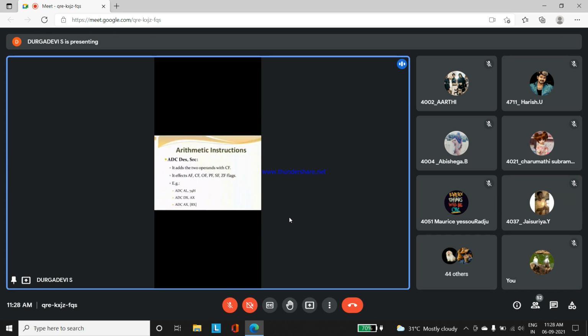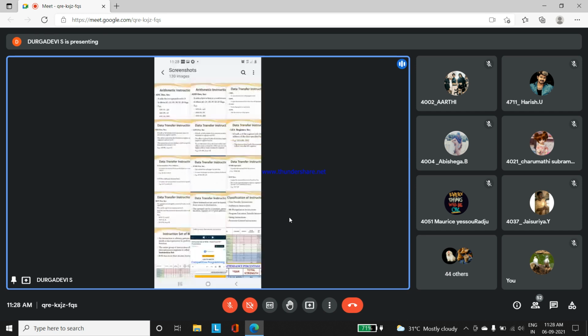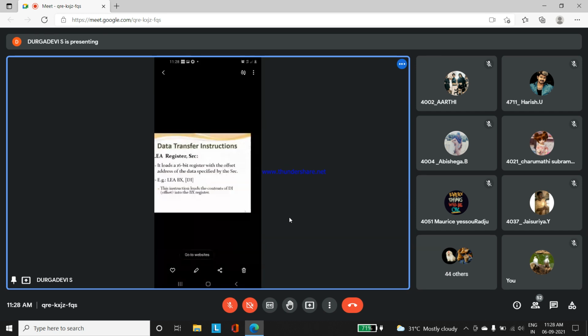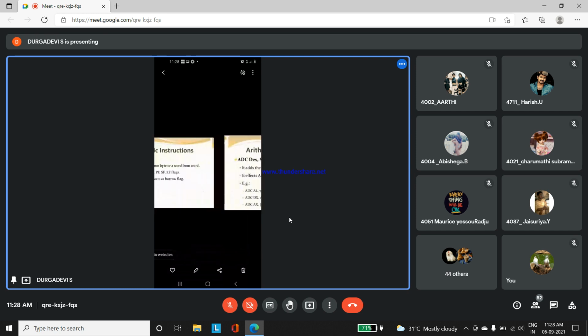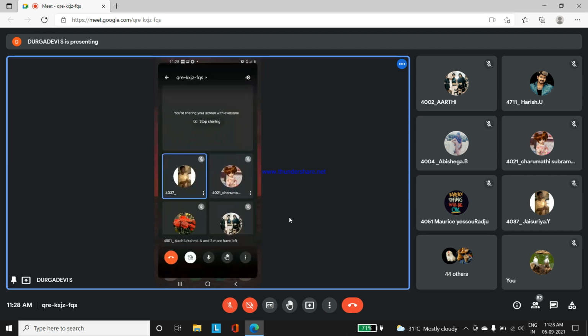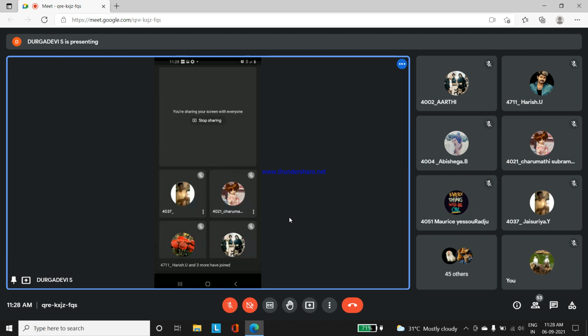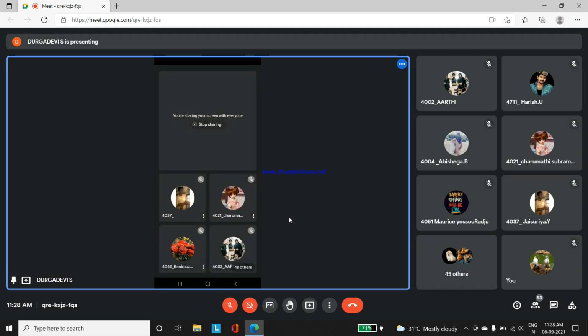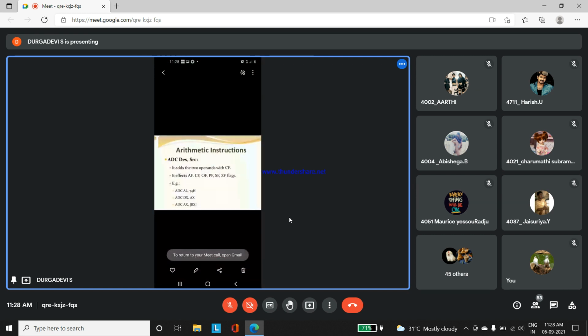Next instruction is addition with carry. So ADC means add with carry. What will it do? ADC AL comma 74 means it will add AL plus 74, and if it gets a carry, along with the carry it is going to add once again.